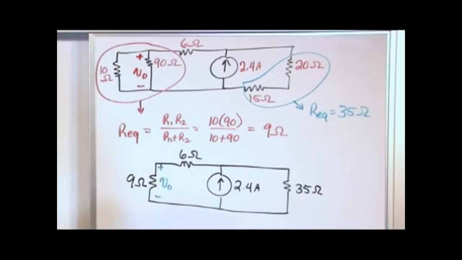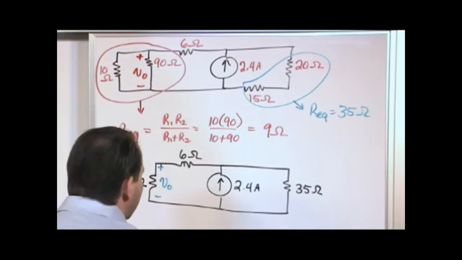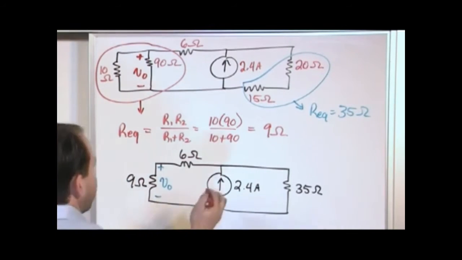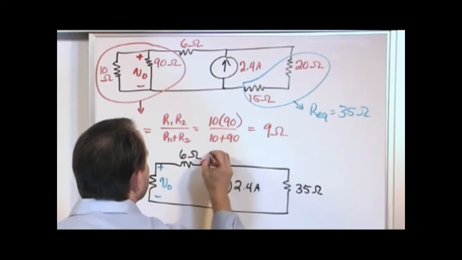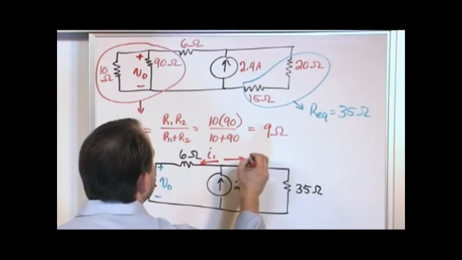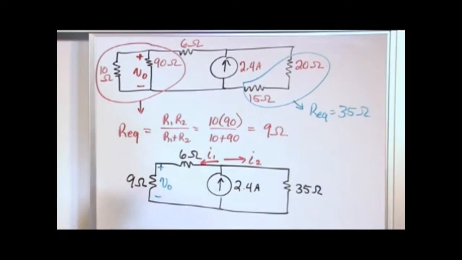So that's going to make things easier. So let's label some things here so we know what we're talking about. Let's say going this way, we're going to call it I sub 1, and going this way, we'll call it I sub 2, so we can have some labeling. All right, so first, let's find I sub 1, just for kicks.